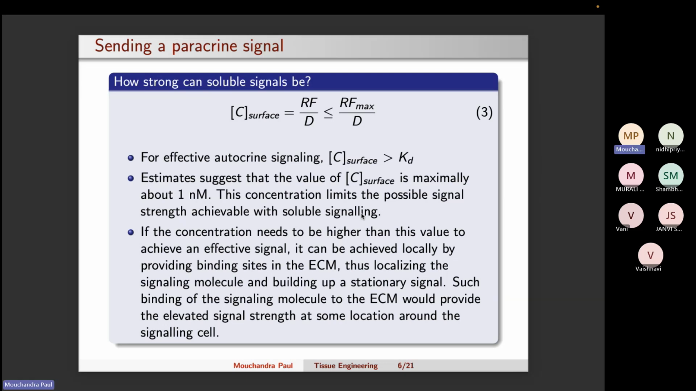So how can we tackle this? If we want to increase the signal strength in the target cell, how do we do that? We can do it by localizing the soluble molecules. That means we allow them to bind locally to some sites in the ECM, so that they build up a stationary signal. The signaling molecules remain stationary. They do not have the tendency to diffuse away. We are anchoring those signaling molecules to stay at that particular place, building up a higher concentration of signaling molecules around the target cell by allowing them to bind to particular sites in the ECM. In this way, we can increase the signal strength in the target cell.